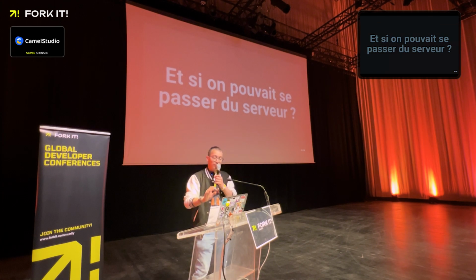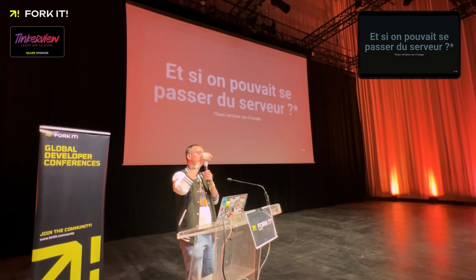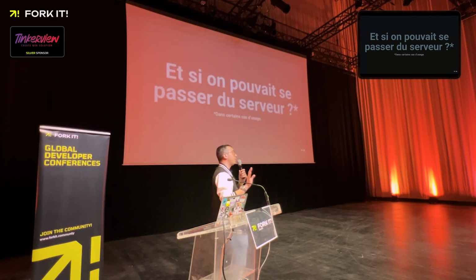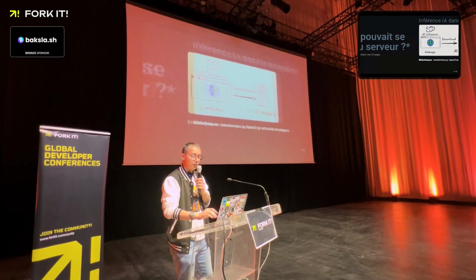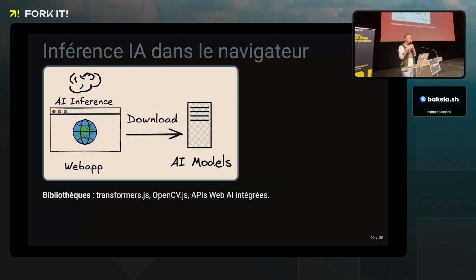Not always, of course, so that's why the asterisk, for certain use cases. For me, you can get rid of the server and you can do some things locally. Enter AI inference directly in the browser. Your web application is now able to do some AI tasks directly in the browser with some JavaScript.